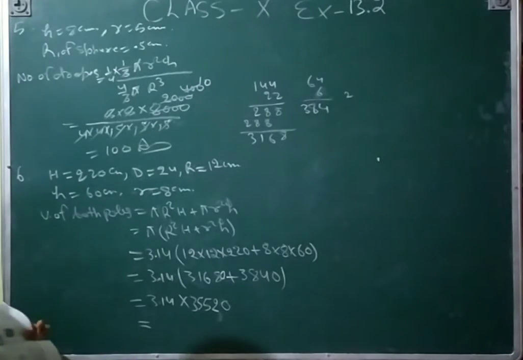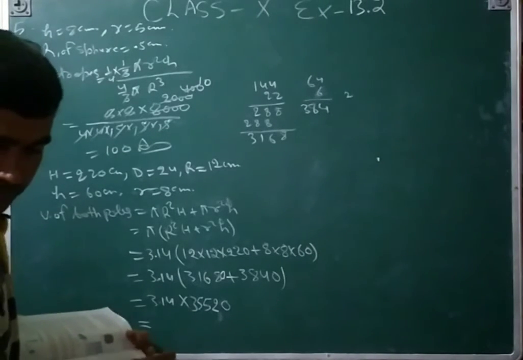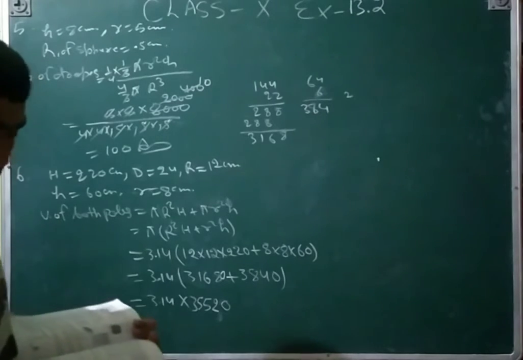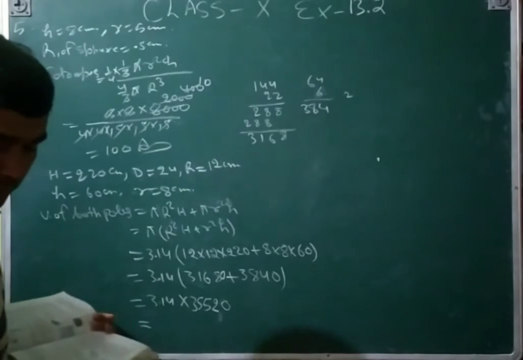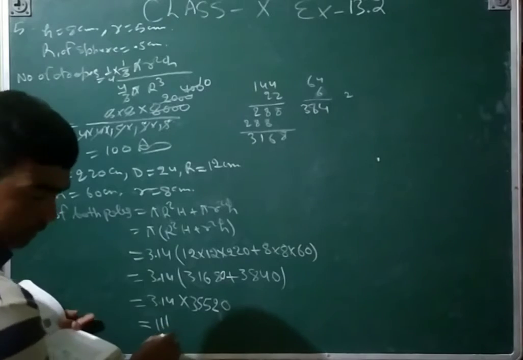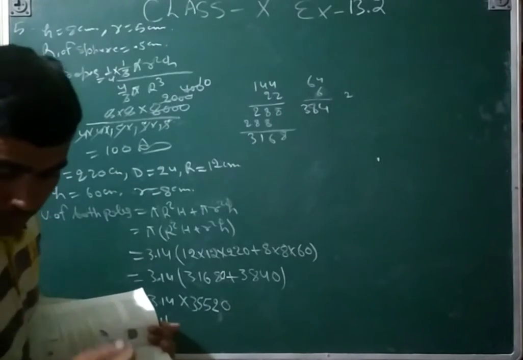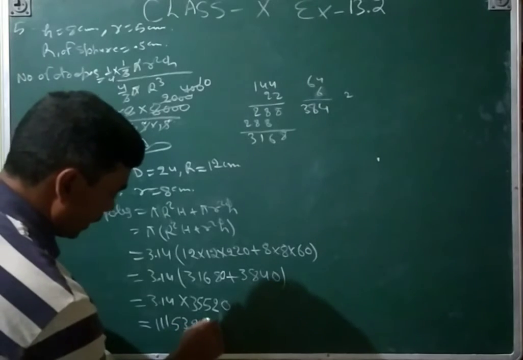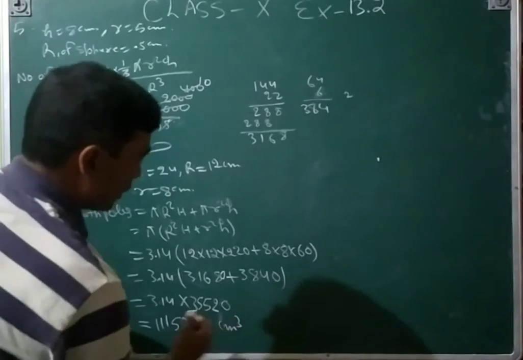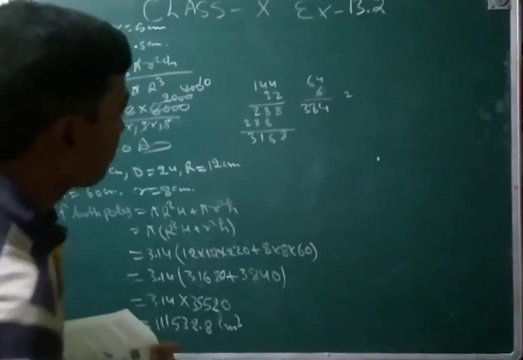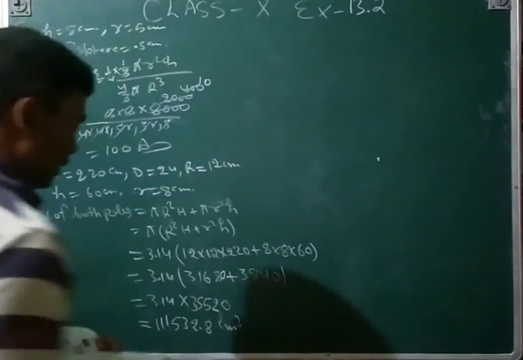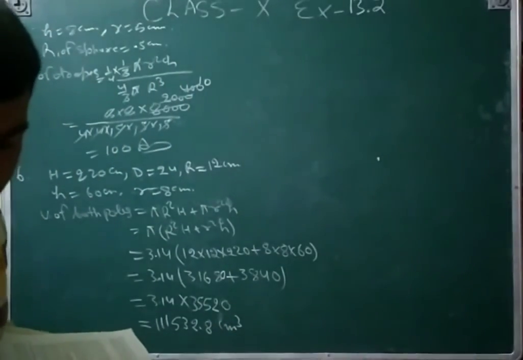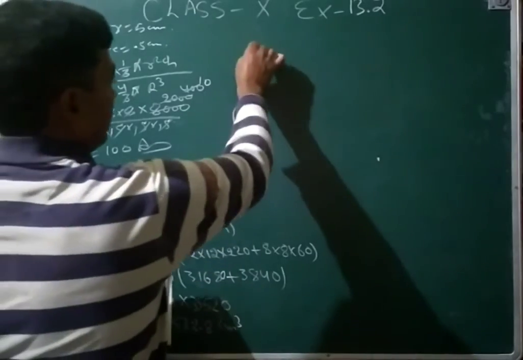111, 3 5 5 2 0, that 111, that will be 5328.8 centimeter cube. This is the volume. Now the mass.